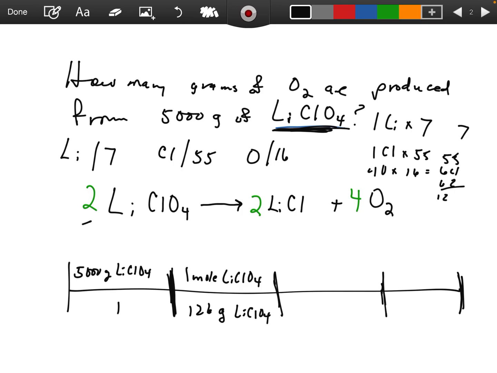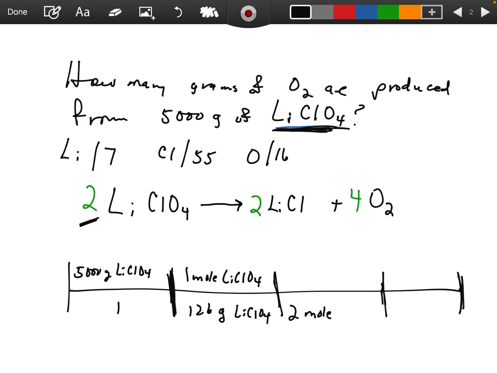And then according to the reaction, for every 2 gazillion particles we have of lithium perchlorate, we're going to get 4 gazillion particles of oxygen, and then that is 32 grams of oxygen because it's 2 times 16. Multiply across the top, multiply across the bottom, divide top by bottom, you get an answer. That is the limit of the stoichiometry of chemical reactions you have to know.